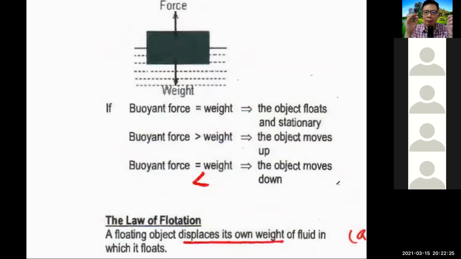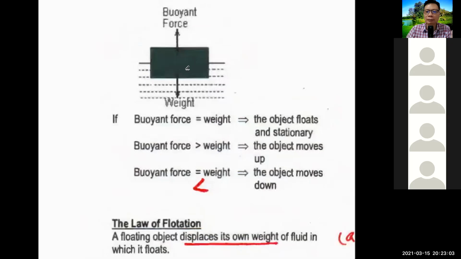So meaning that any object floating in the water displaces its own weight. For example, let's say this object is 50 Newton. It must displace 50 Newton of water, because it says it displaces its own weight. When the weight is 50 Newton, it must displace 50 Newtons of water, or we say the buoyant force, correct or not? Object displaces its own weight. Weight 50 Newton, it must displace 50 Newtons of fluid, which is equal to the buoyant force.